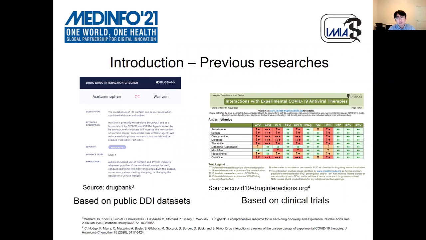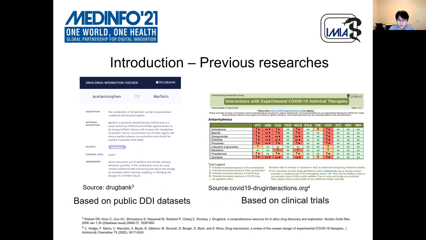So far, research on DDIs in patients with COVID-19 can be broadly classified into two categories. The first category discovers DDIs by conducting research based on public DDI datasets such as DrugBank. But although there are multiple public DDI datasets that can be useful as gold standards, these public DDI databases cannot generalize well to unseen DDIs in patients with COVID-19, since they are not COVID-19 specific databases.